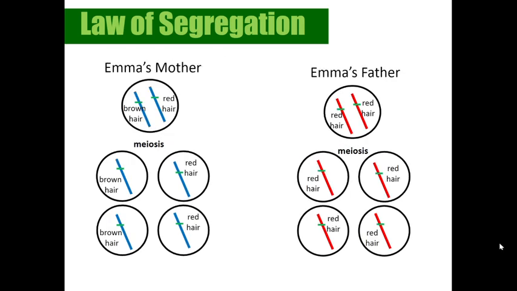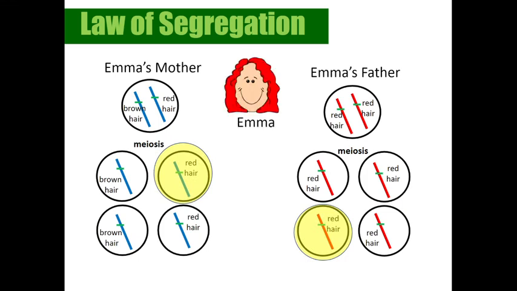But let's look at this. Emma's mother has a brown and red hair gene. So, she has produced two of the brown, I apologize, and two of the red. Well, over here, Emma's father only has red hair, so that's the only gene that will be found in these four cells at the end of meiosis. So keep in mind that Emma's mother and Emma's father have both passed on red hair. So Emma now has red hair because she's received that gene from both parents. This is the law of segregation.